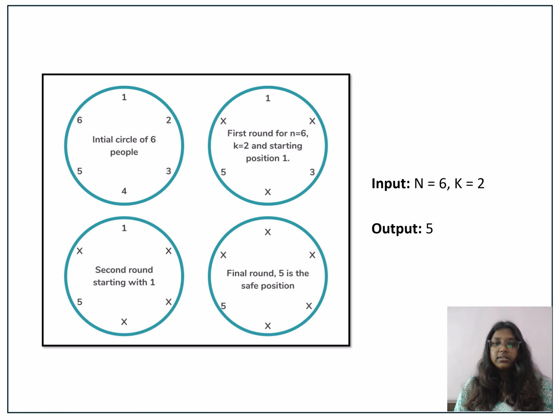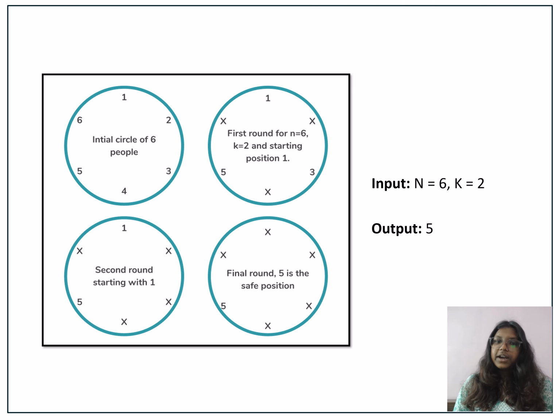Now we have 1, 3 and 5 left. Counting again from person 1, count 1 is person 1 and count 2 is person 3. So person 3 is out. That leaves just person 1 and 5.